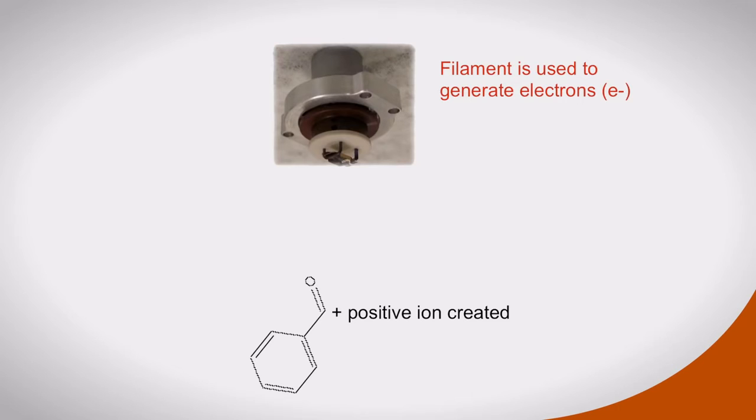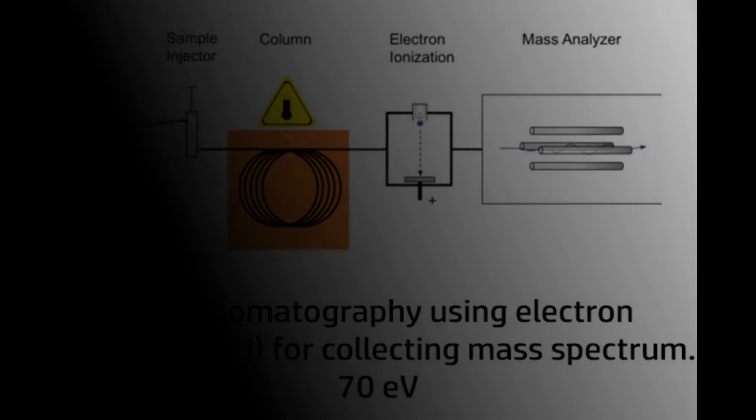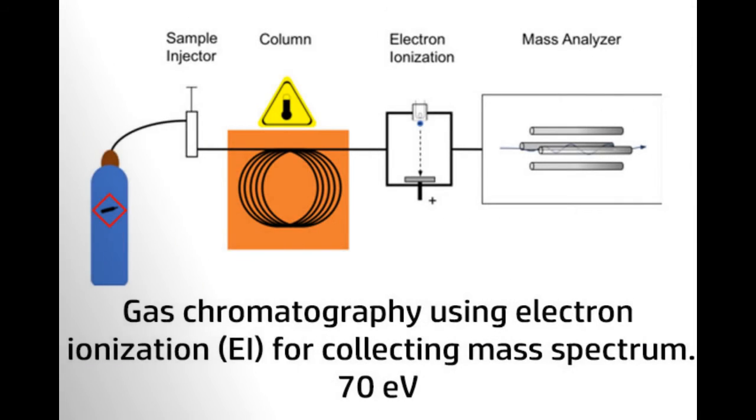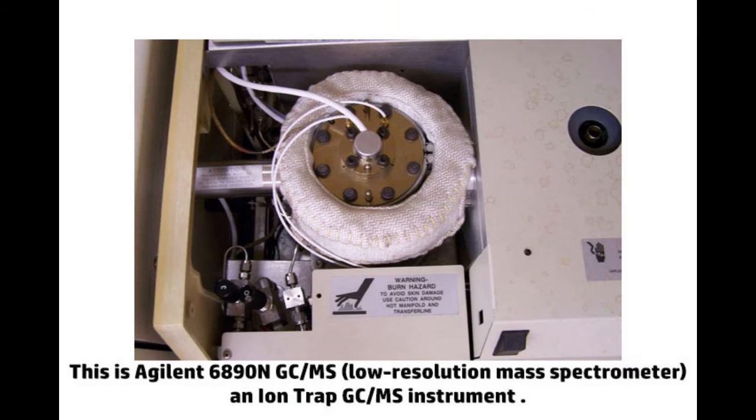Ionized molecules and fragments are then accelerated through the instrument's mass analyzer, which is quite often a quadrupole or ion trap. It is here that ions are separated based on their different mass-to-charge ratios. GCMS data acquisition can be performed in either full scan mode to cover a wide range of m/z ratios, or selected ion monitoring mode to gather data for specific masses of interest.